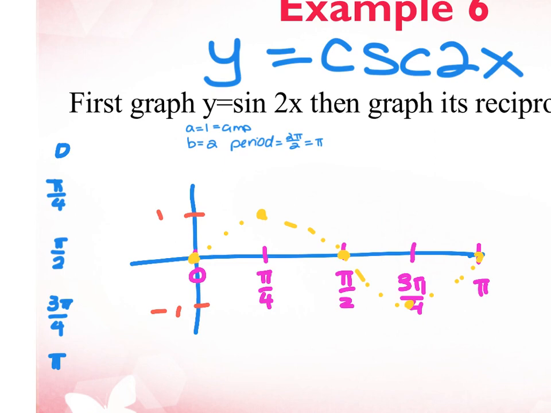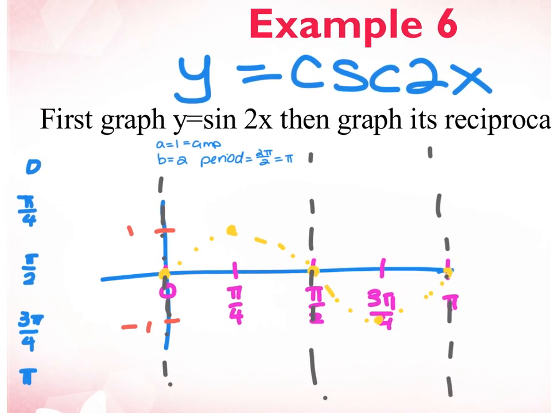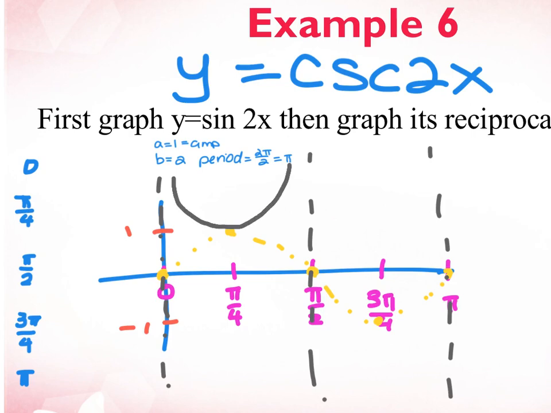Everybody with me so far? So everywhere there's an x-intercept, if I flip that 0, I'd get undefined, which means those are going to be my asymptotes. And then the curves bounce off of your max and min points.